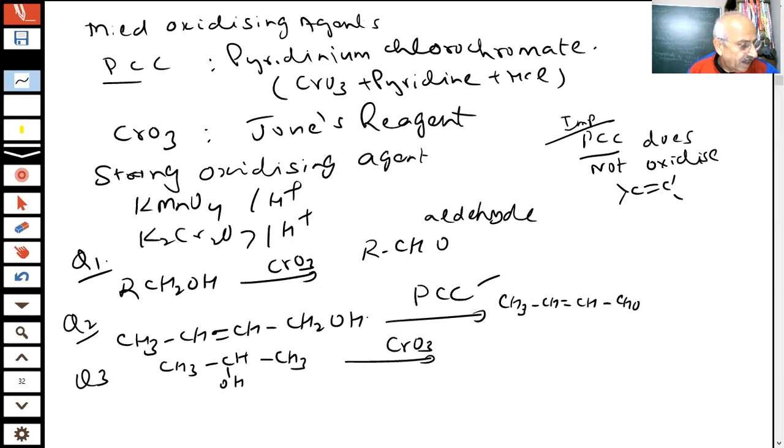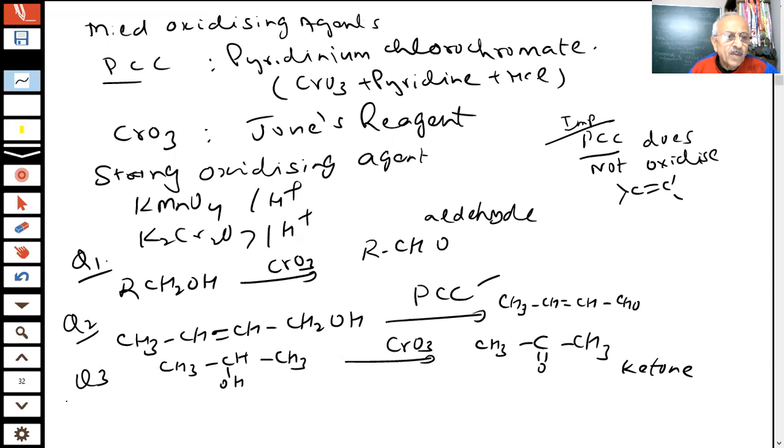You can see that. And in this case, what is the product, students? What is the answer to the third question? You are getting a ketone because it is a 2-degree alcohol. You can use any reagent, the answer will be ketone. It will be difficult to oxidize a ketone, then you will have to break these bonds and you have to heat and do more oxidation. What is the IUPAC name of this compound?